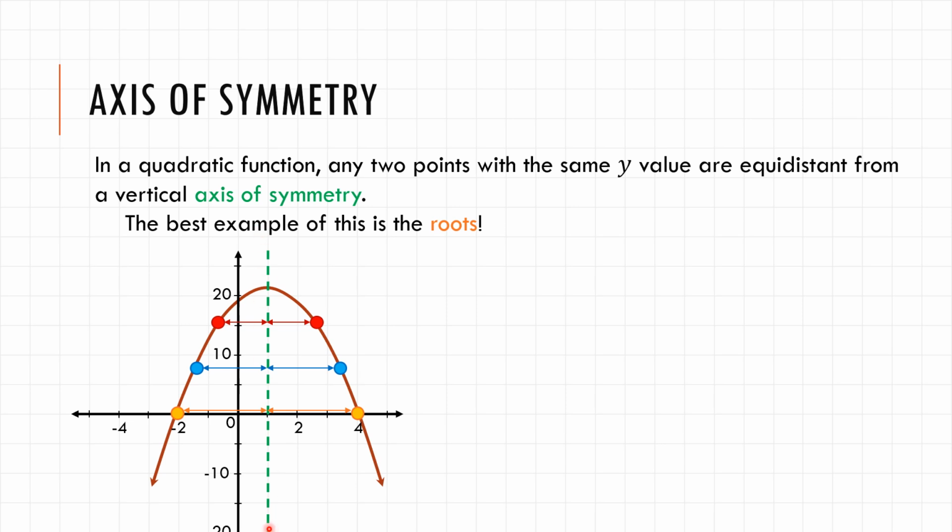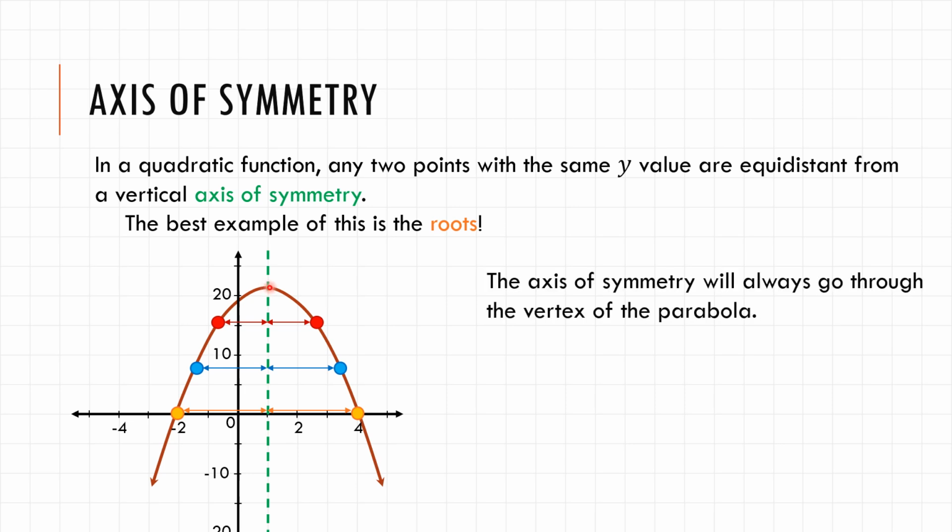In the previous page there, I mentioned that the axis of symmetry, we can just take that value and plug it in to find the y value of the quadratic, and that's true. The axis of symmetry will always go through the vertex of the parabola. So in this example, if I took 1 and I plugged it into the function, I would find out exactly what this value is.